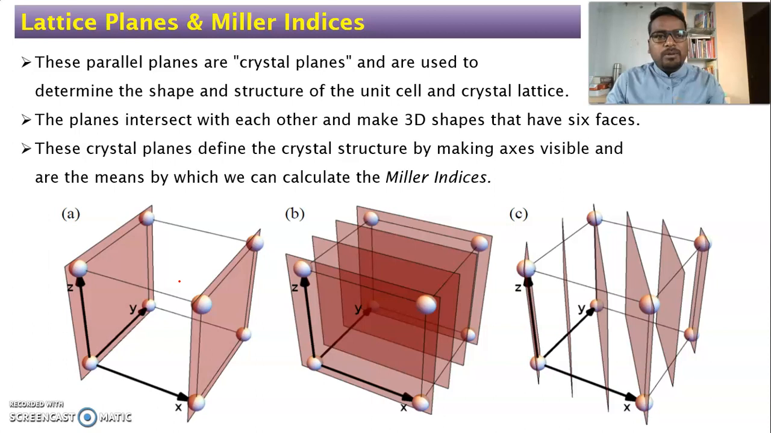But these crystal planes are mathematically expressed by using a tool. This tool is called Miller indices. So Miller indices are the indices used to indicate mathematically the plane in a crystallographic axis.